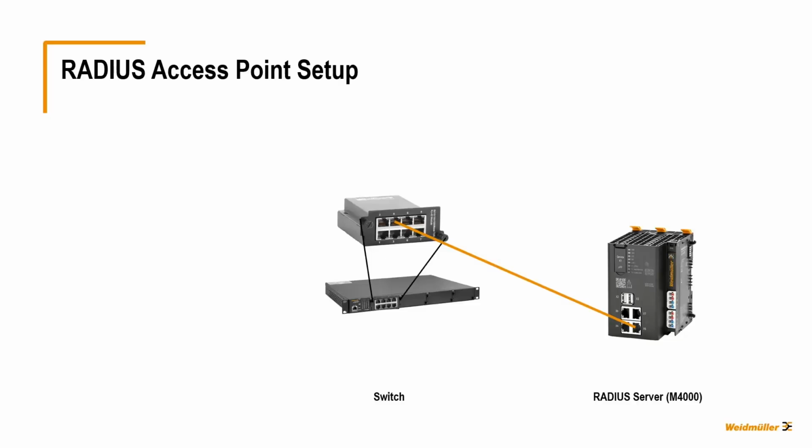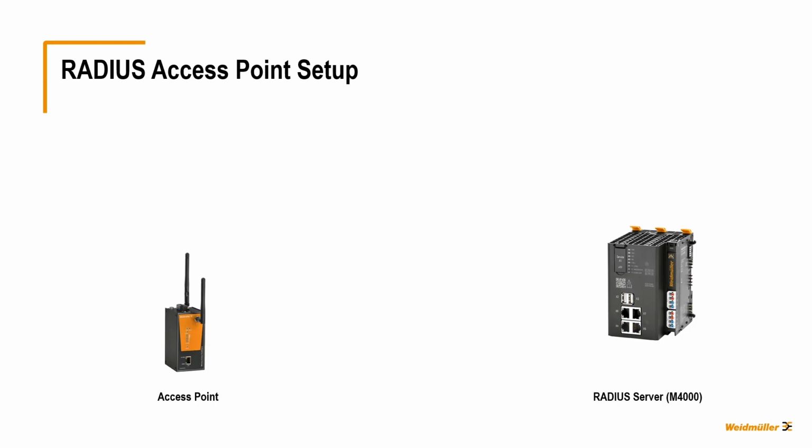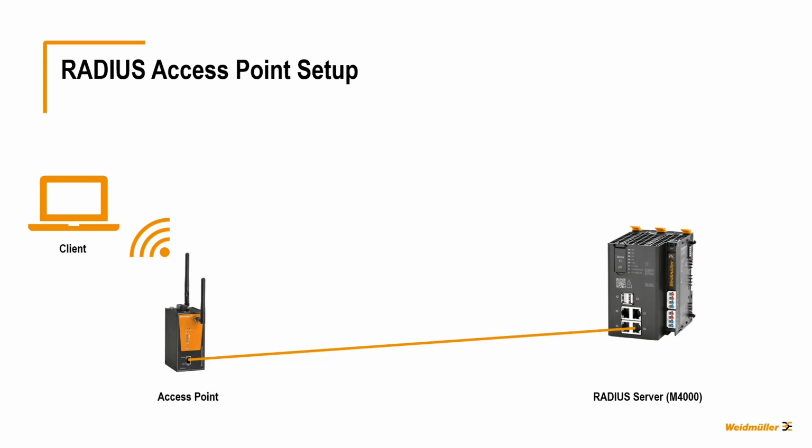The setup with the access point is very similar. However, in this case, the switch connected to the access point does not use Radius at the port and could even be an unmanaged switch, or the access point could be connected directly to the Radius server. The access point itself is configured as a NAS and must be able to reach the Radius server in order to authenticate a wireless client via WLAN.